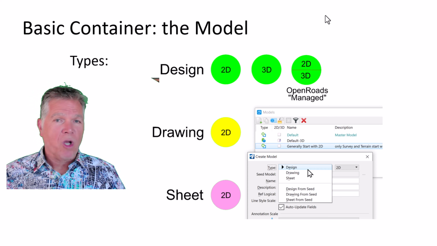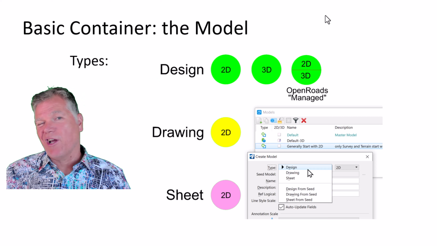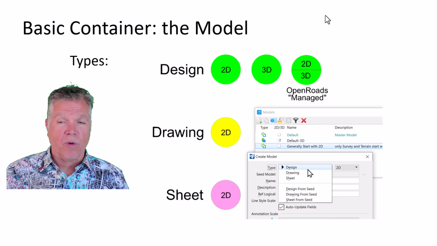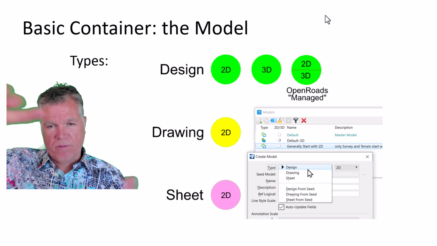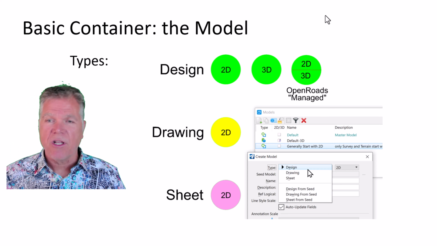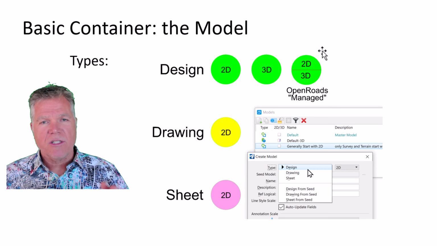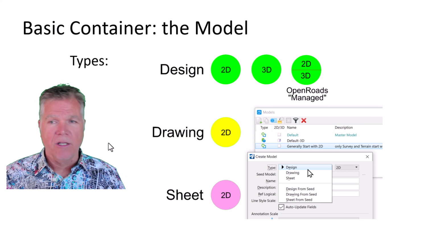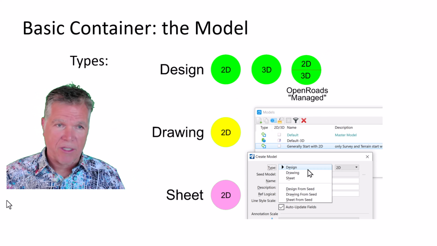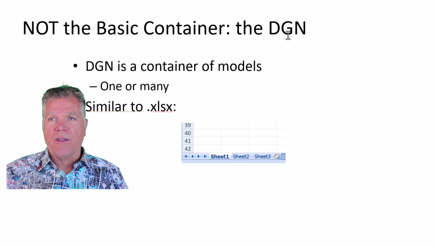You also have drawing models, which tend to be 2D references to those design models, and there are a lot of reasons for them, but ultimately sheet models, which tend to have constrained space, sheet size, and they reference drawing models. So the model is the basic container in the OpenRoads platform, in the Bentley Common Data Environment. It's the model, not the DGN. So the DGN is not the basic container. The DGN is the wrapper.